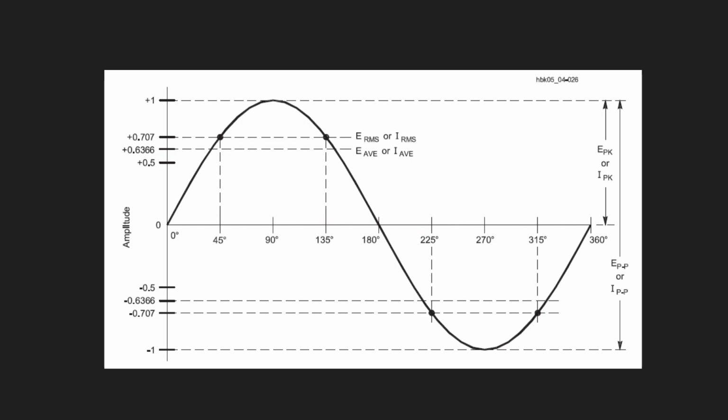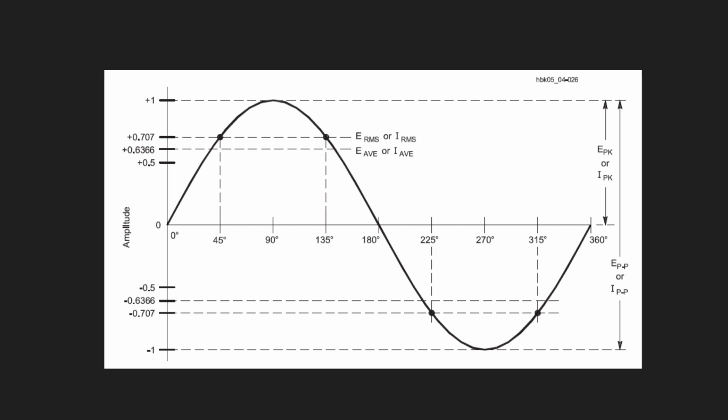So this one is the peak value, from 0 to the maximum point. From 0 to the negative point, it is the negative peak. It's also the peak value, but with the reverse sign.